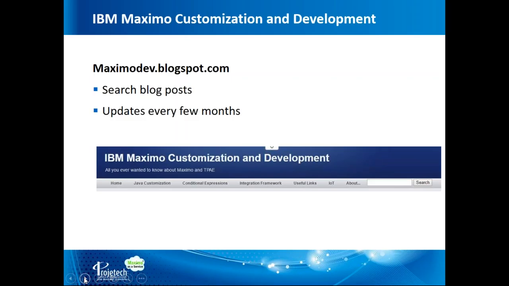A developer at IBM has an IBM Maximo customization and development blog. I've actually got some information from this blog coming up later in some slides, so this is a really good one. There are blog posts that you can search. You can see comments on the blogs, questions that are asked, and any answers. You also get updates every few months. He's not writing on there every day or every week, but every couple of months he will put new information up, and it's always good information, and it's explained very well.